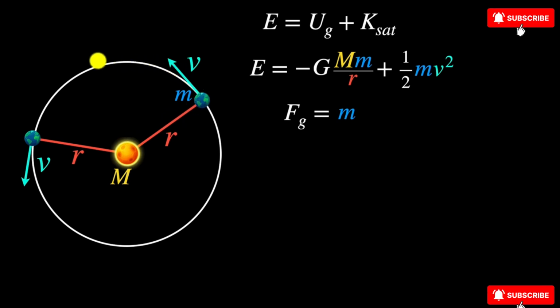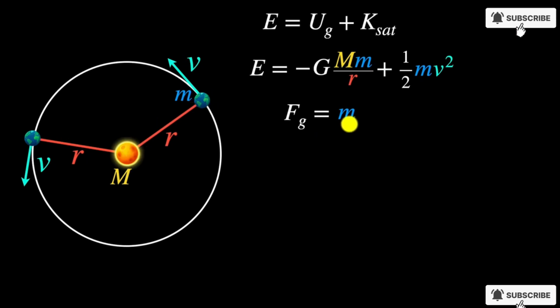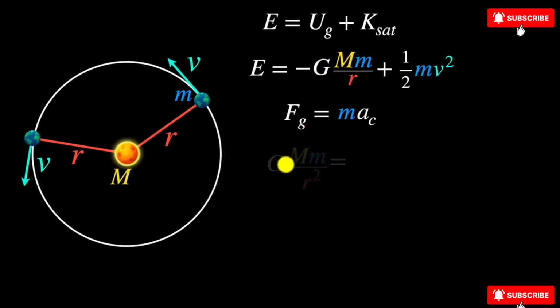This is a very special case. The speed is a constant, and therefore the acceleration is always perpendicular to the velocity. That is the centripetal acceleration. It's directed towards the center, right? So we can plug in, what is the expression for the gravitational force? Well, that can be found by Newton's universal law of gravitation. That is GMm divided by r squared.